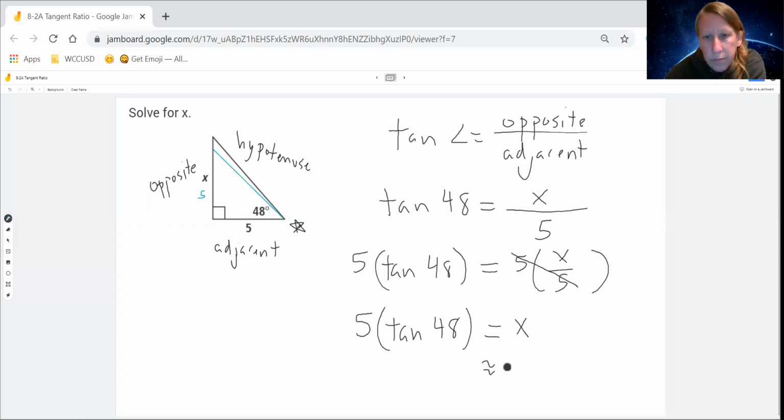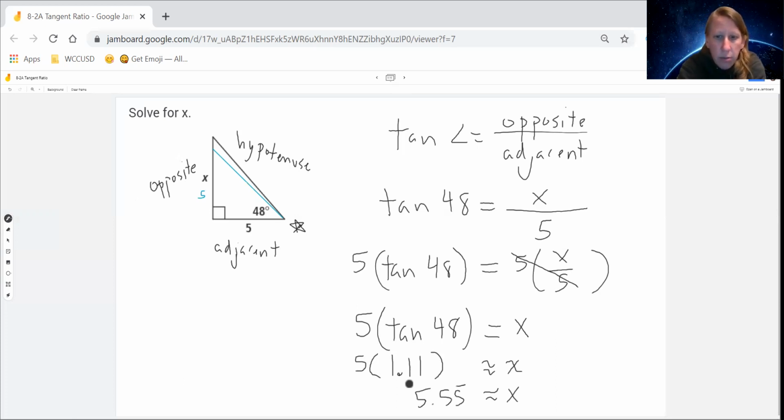Who got it? Okay. 1.11 something. Yeah, that makes sense. It's more than 1 because the angle is bigger than 45. Okay, so the answer is about, multiply, or you can just type this into Desmos and it will tell you the answer. The answer is about 5.55.